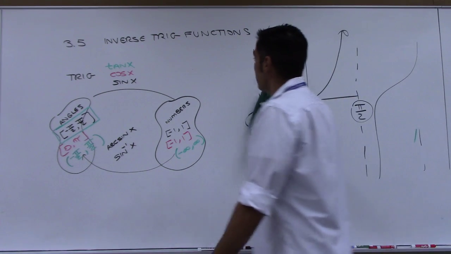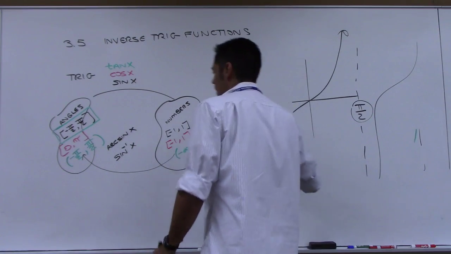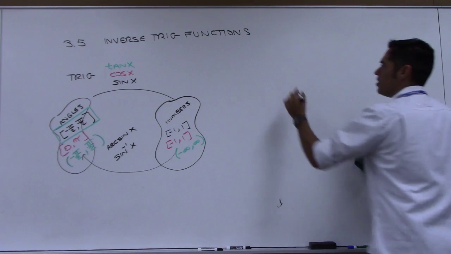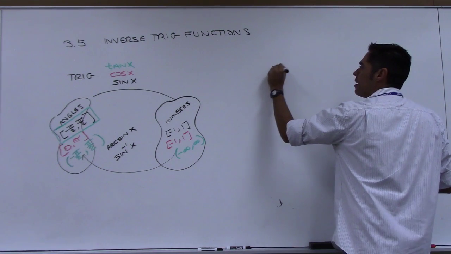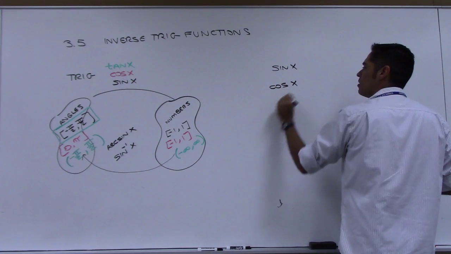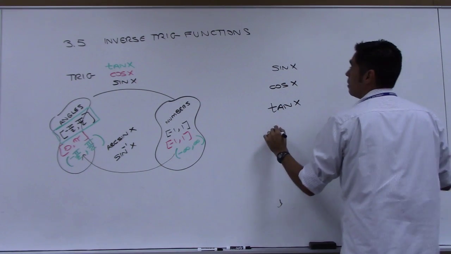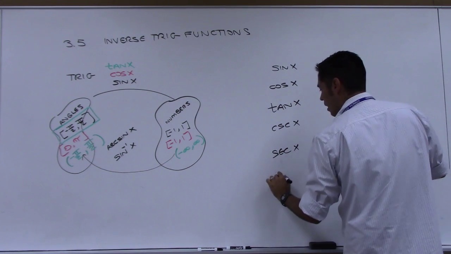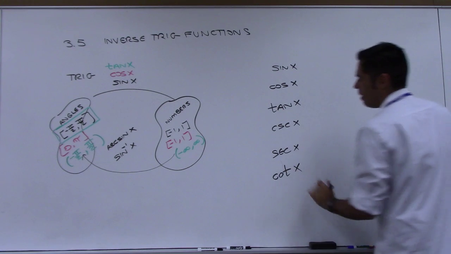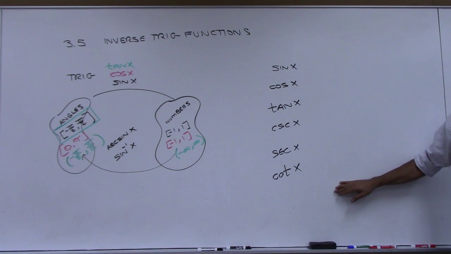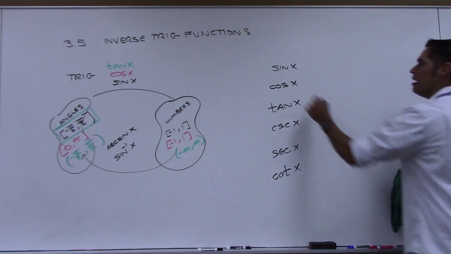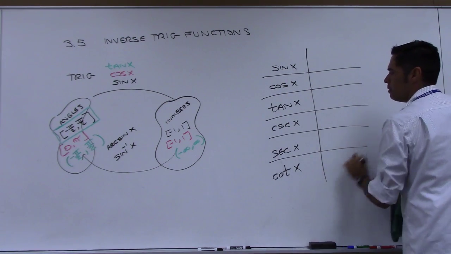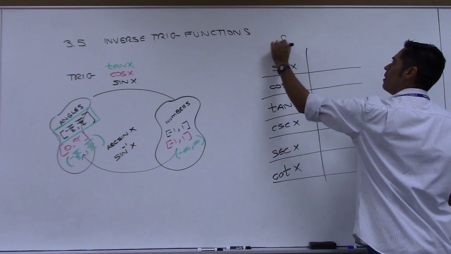But what we're interested in today is that if these trig functions exist, if we have 6 trig functions from pre-cal: sine x, cosine x, tangent x, cosecant x, secant x, cotangent x, right? Those are our 6 trig functions from Cal 1, from pre-cal. I can also come up with a table here with all their derivatives.